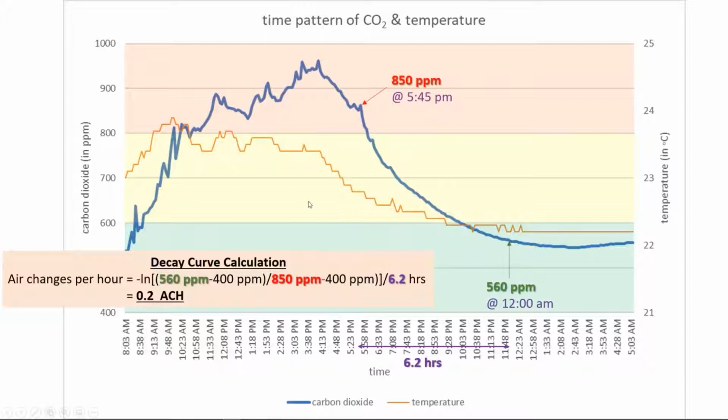A ventilation system, if it meets ASHRAE standards, should do about 2 to 3 air changes per hour. A tight building with the doors closed and everything sealed up is about 0.2 air changes per hour.